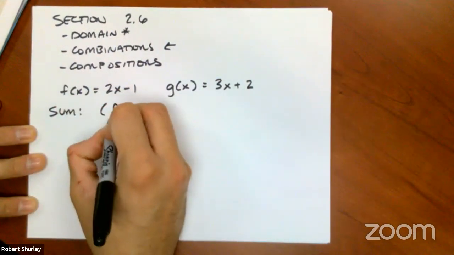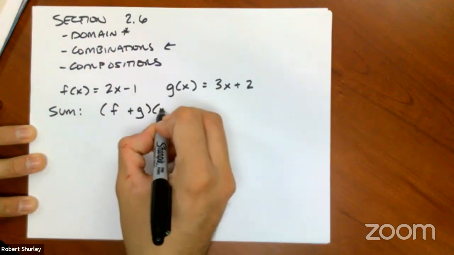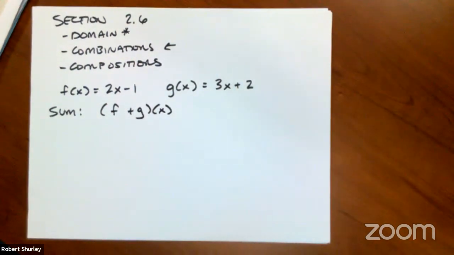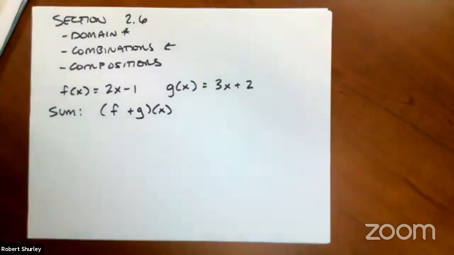Let's say we're going to add these together. You would notate it in this manner: (f plus g) of x.